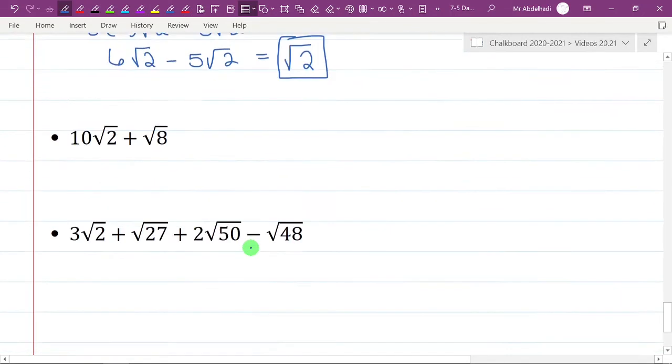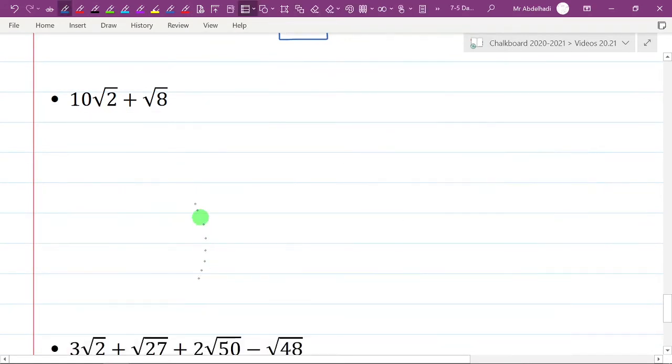Okay, let's try another one. 10 radical 2 minus radical 8. They're square roots. 10 square root of 2 minus square root of 8. Well, at first glance, they're both the same type of root. They're both square roots. That's good. But they have different numbers inside. That's bad. You can't subtract those yet.